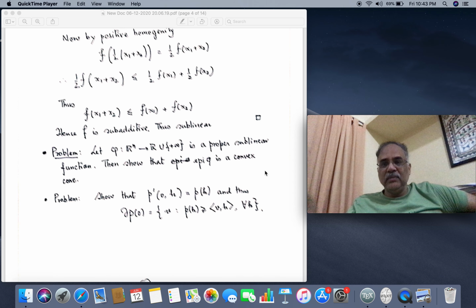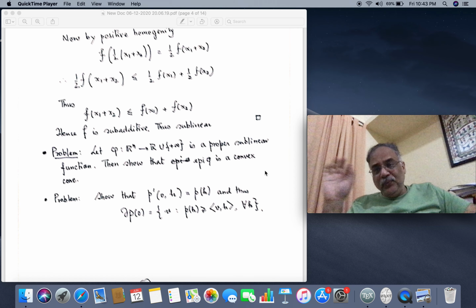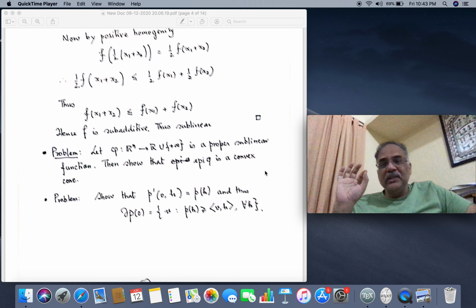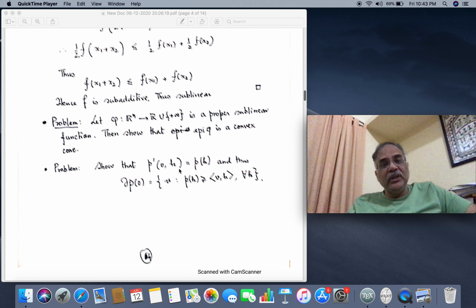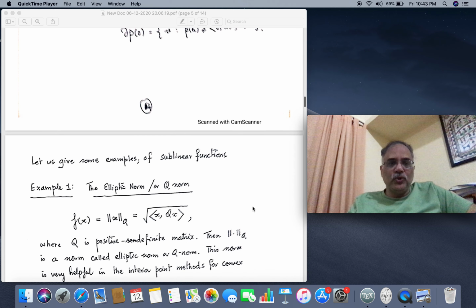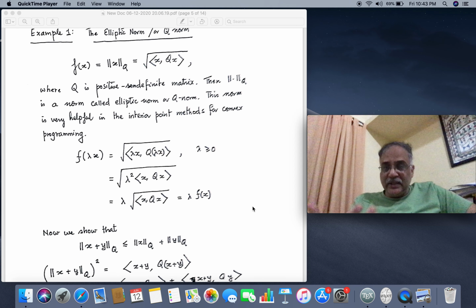A very important example is f of x equal to mod x, a sublinear function. f of x equal to norm x in higher dimension is a sublinear function. If you have a function p which is sublinear, from Rn to R, then the directional derivative at 0 in any direction h is actually obtained by just calculating the function value of p at that h. This is simple to show. Let us give you some other examples of sublinear functions to convince you that it's a rich class.